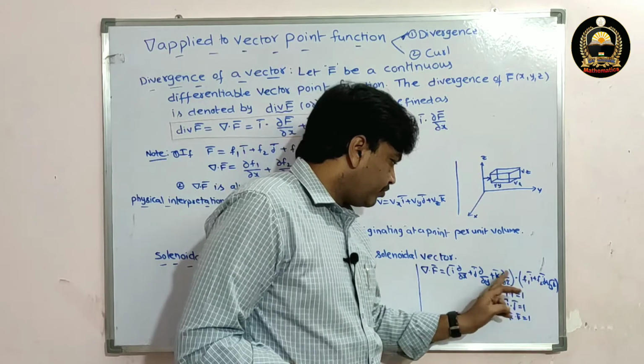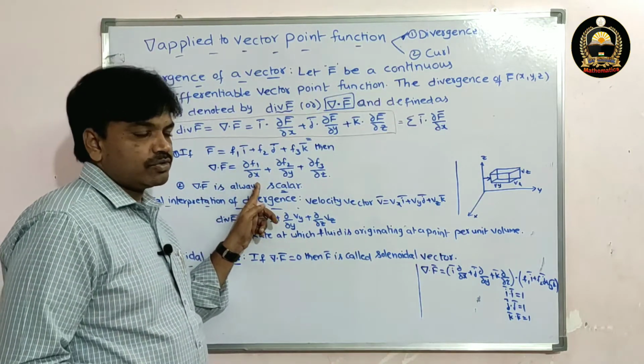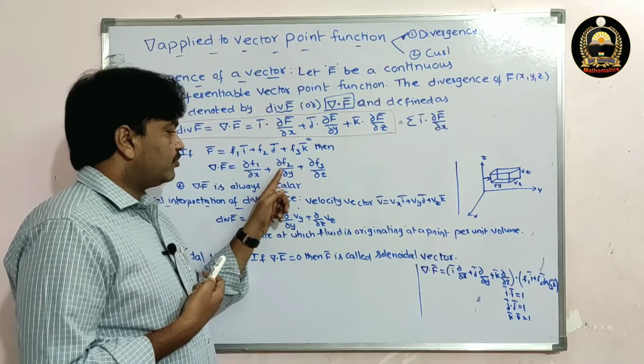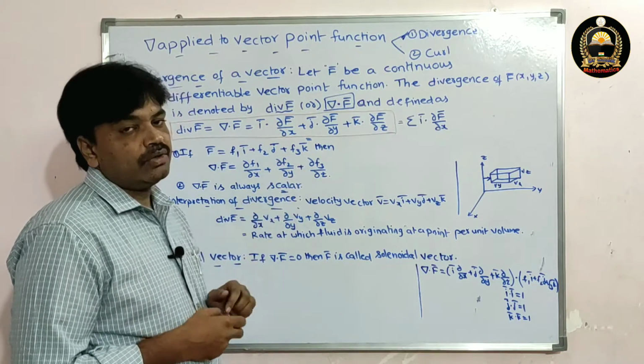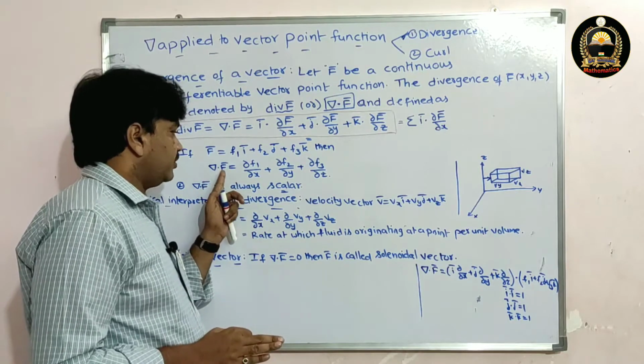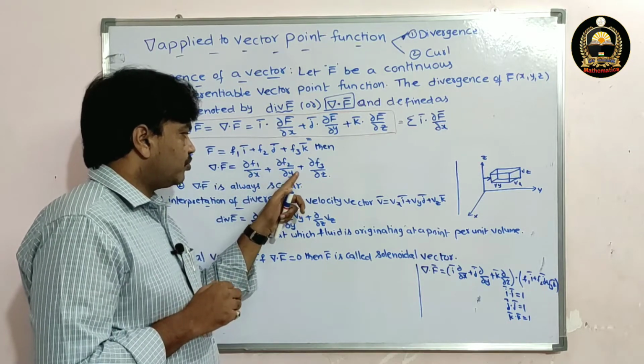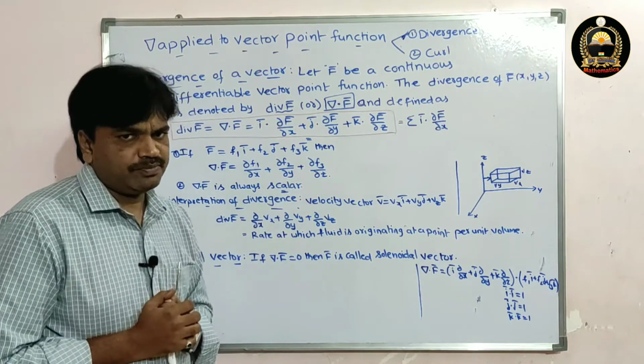So dou f1 by dou x. In this way we get dou f1 by dou x, and similarly dou f2 by dou y, dou f3 by dou z. Now whenever you find del dot f bar, students, you simply write dou f1 by dou x plus dou f2 by dou y plus dou f3 by dou z.